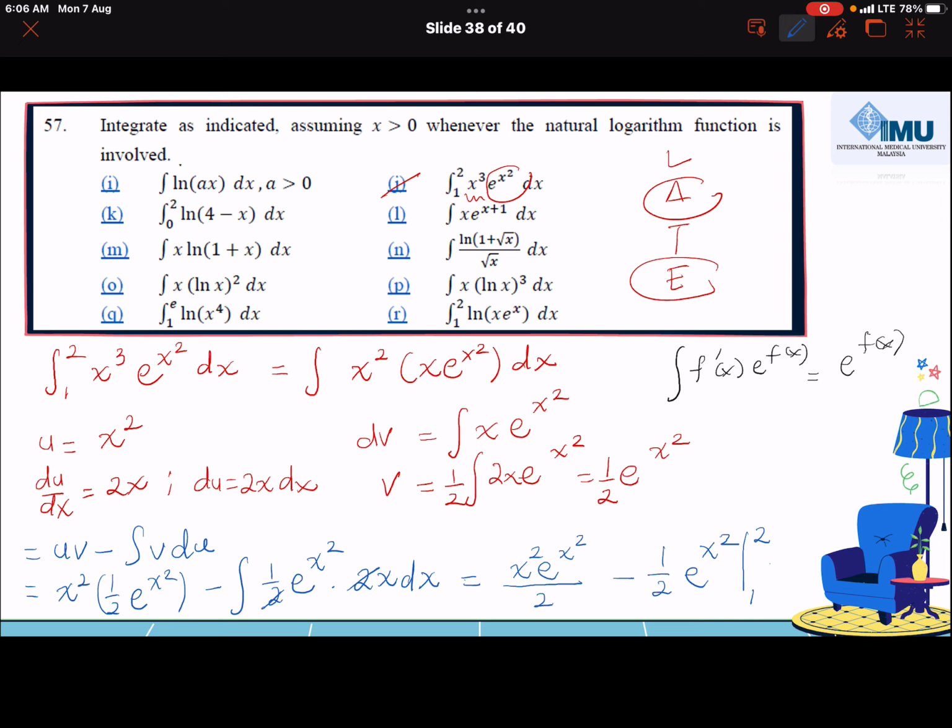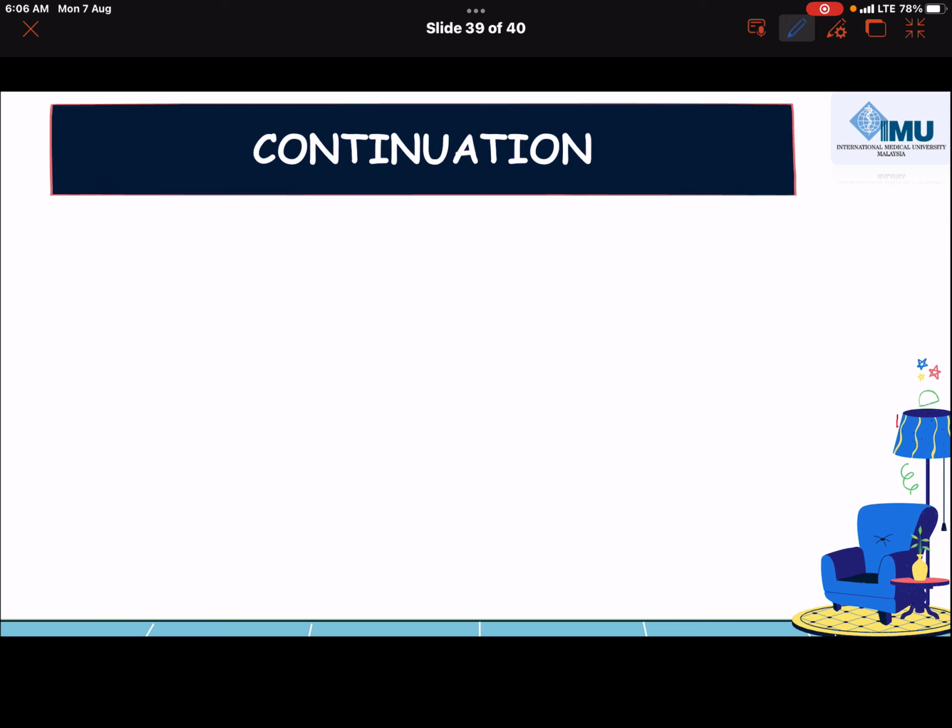I believe this one you can solve by yourself, giving you the solution of 2e to the 4 minus e to the 4 divided by 2, giving you a result of 3e to the 4 over 2, or you can also write it as 81.897. That's all for question 57J.